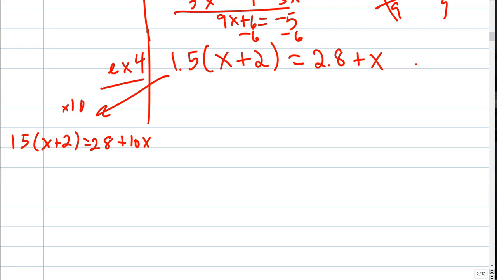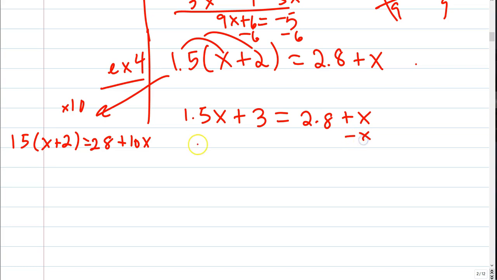I'm just going to leave the decimal. We have technology, we have a calculator. I can distribute 1.5. 1.5 times x plus 1.5 times 2 is 3 is equal to 2.8 plus x. The rules don't change just because there's more complicated numbers. I'm still going to isolate the variable by subtracting the smaller of them away.